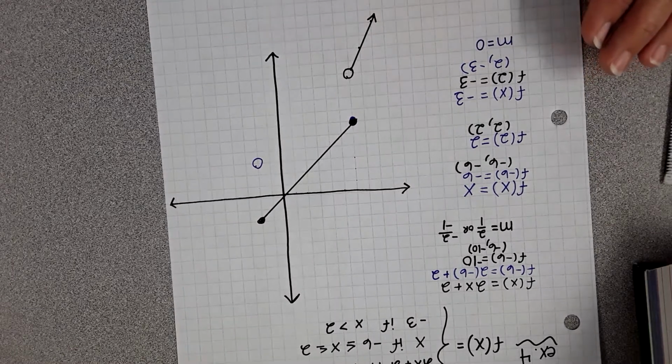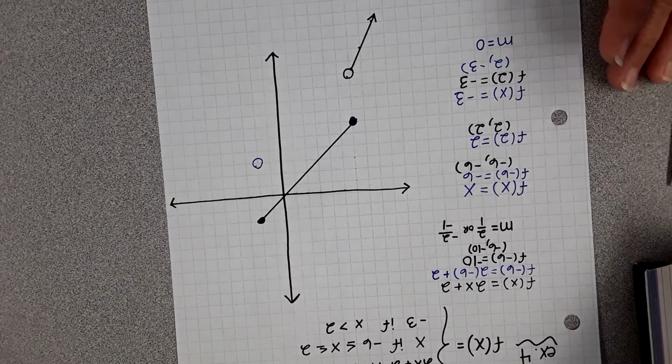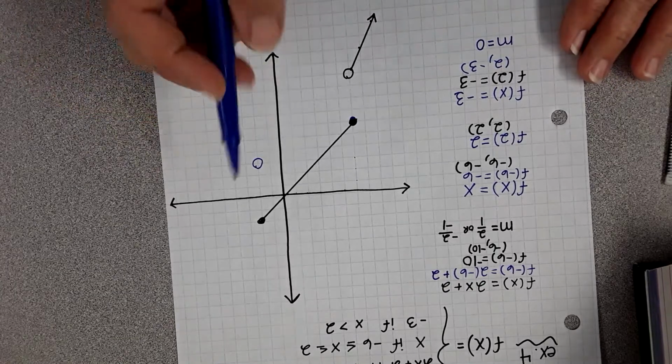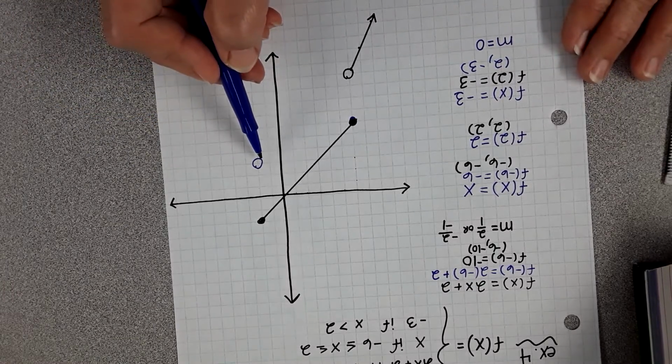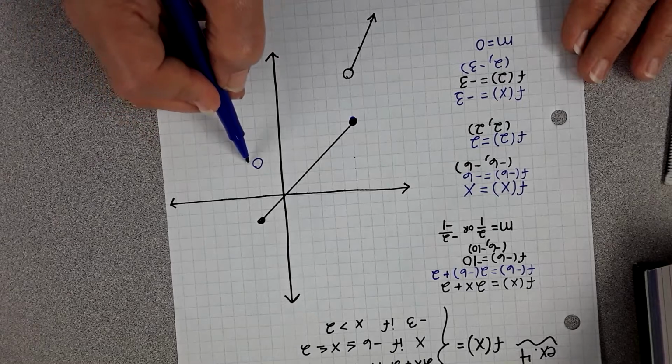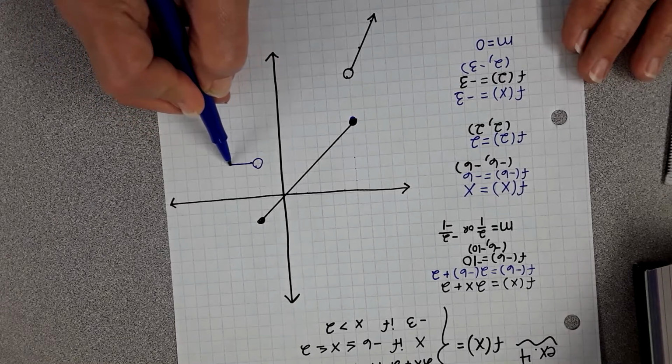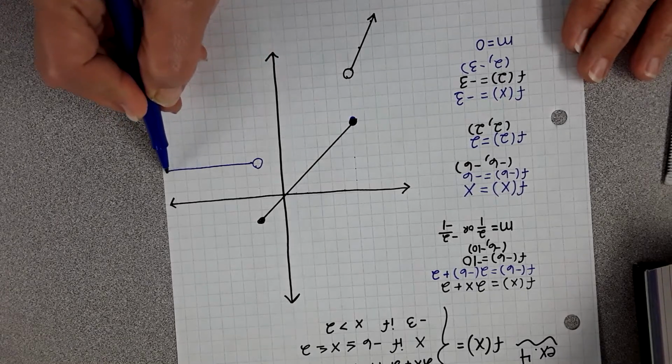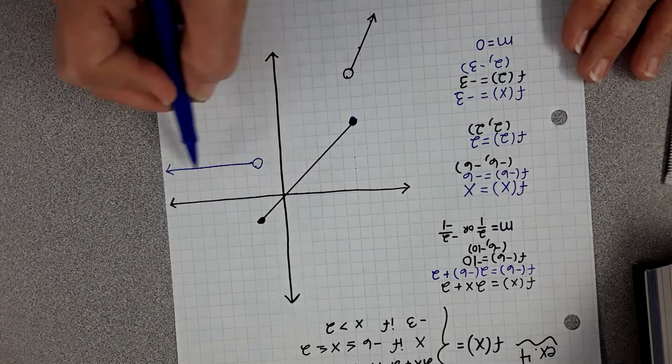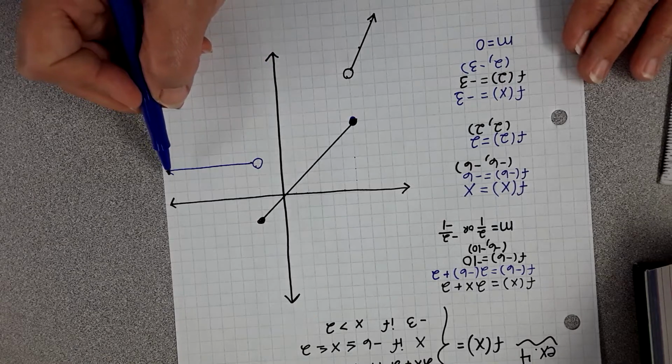So if the slope is 0, what type of line is it? Horizontal. Now, which way do I want to go? Why do I want to go to the right? Yep, I want all my domains to be greater than 2. It means I'm only focusing on the numbers that are greater than 2.